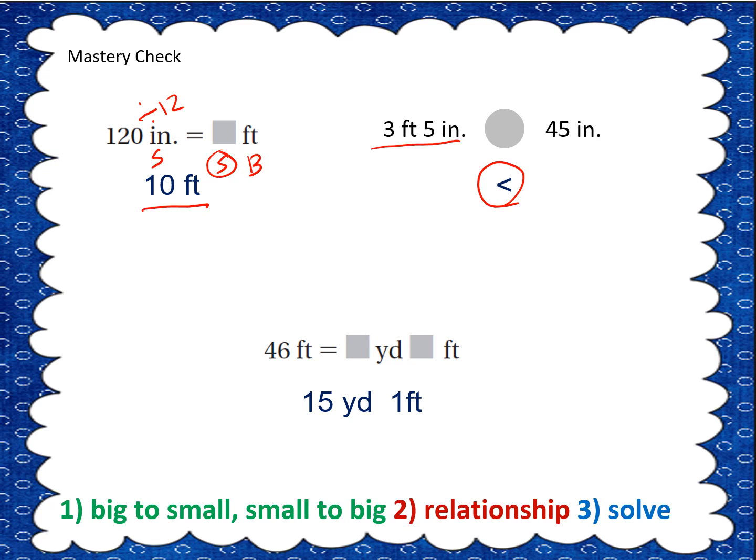Here, take the big and convert it into the small. So 3 feet equals 36 inches, plus 5 inches gives me 41 inches, and that is less than 45 inches. Down here, take 46 feet, divide it by 3, because there are 3 feet in a yard. 3 goes into 46 15 times, which equals 45, with a remainder of 1.